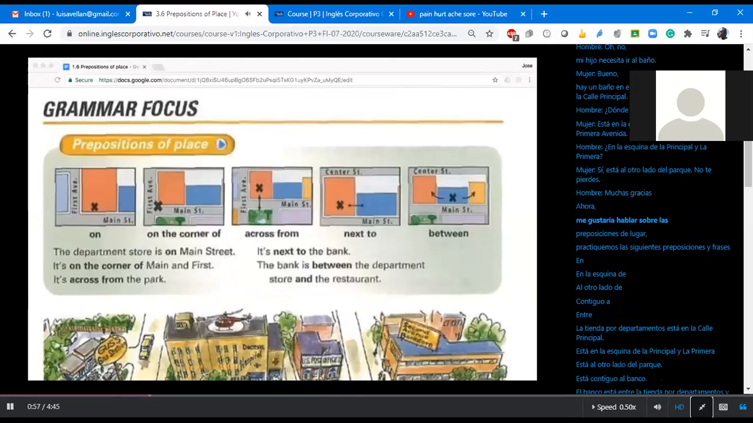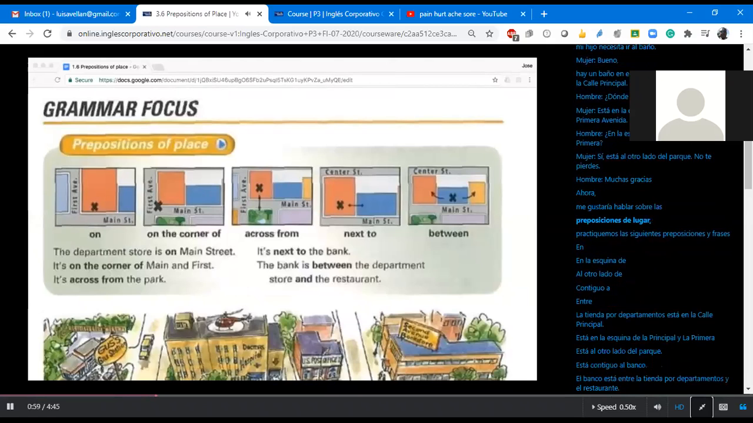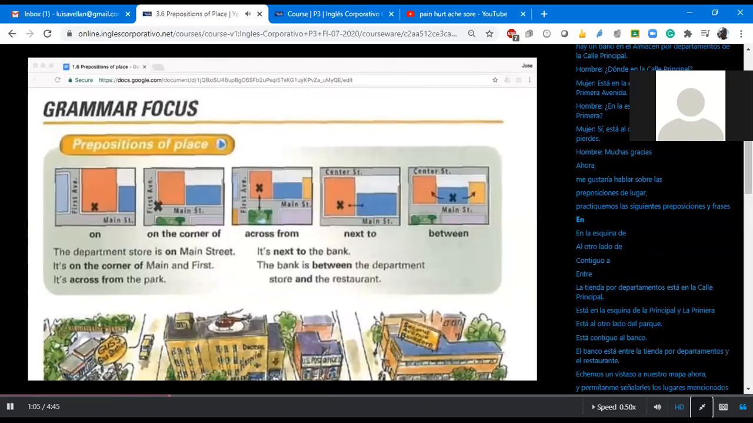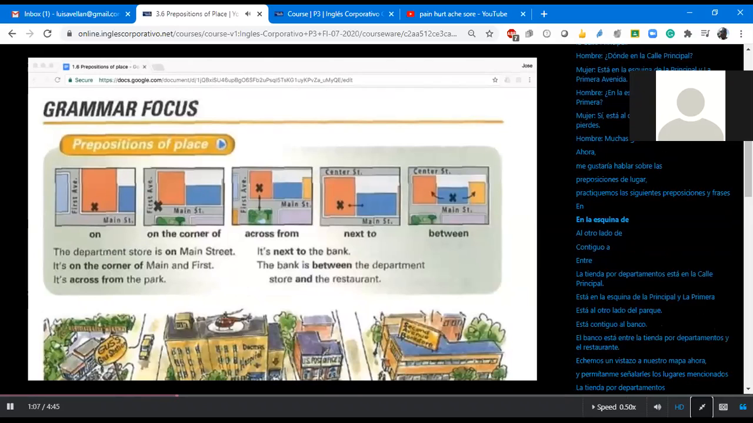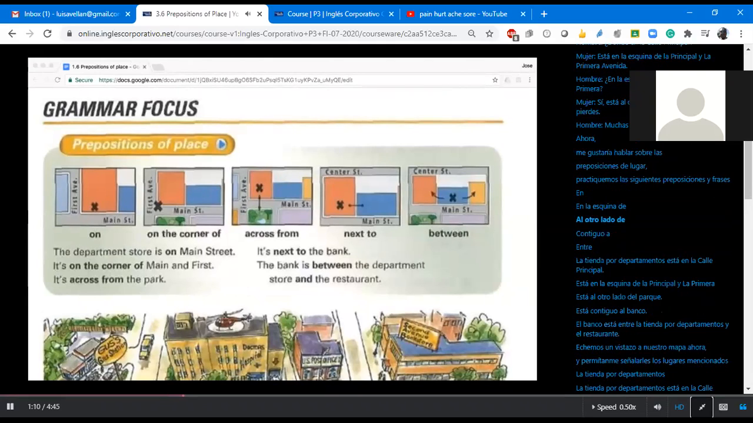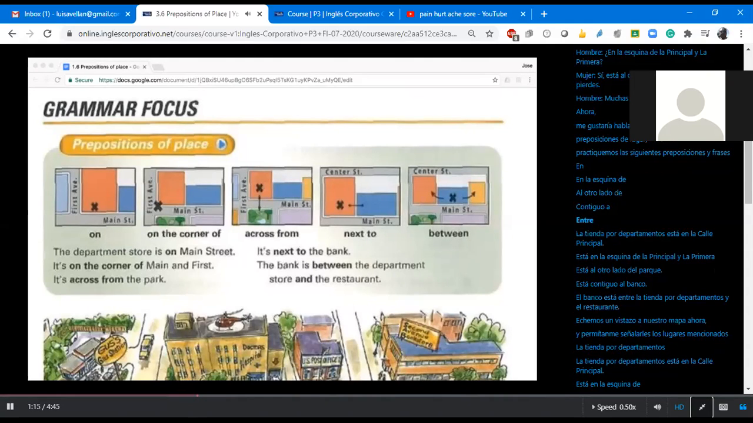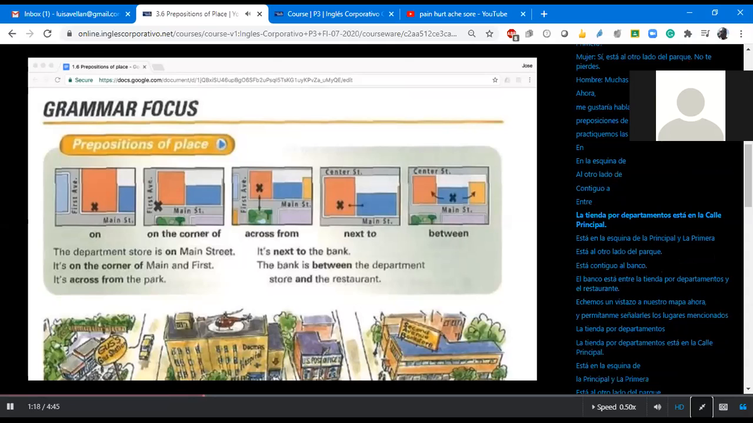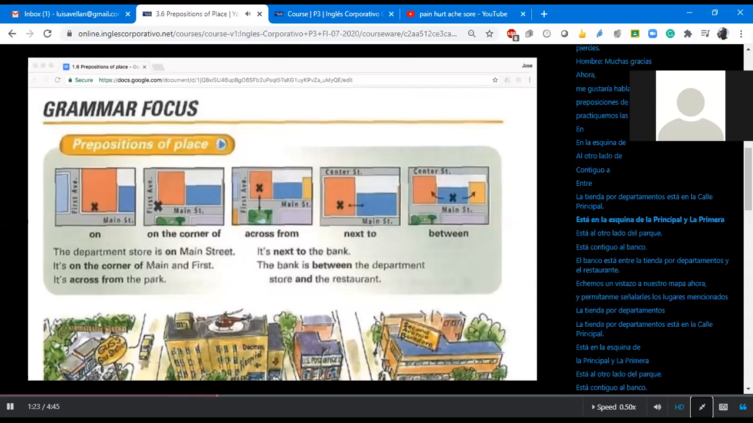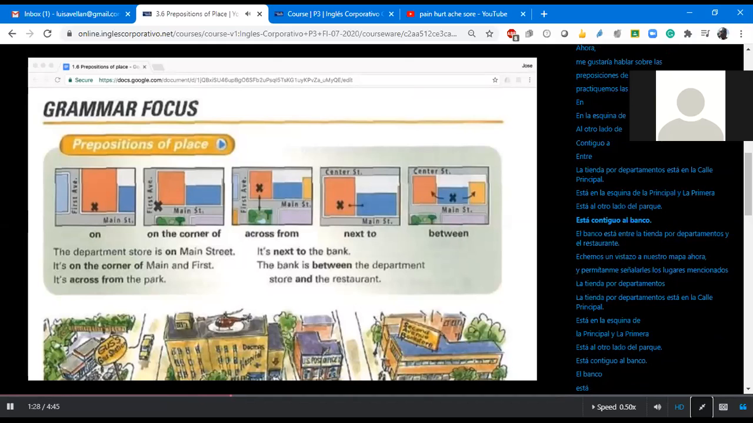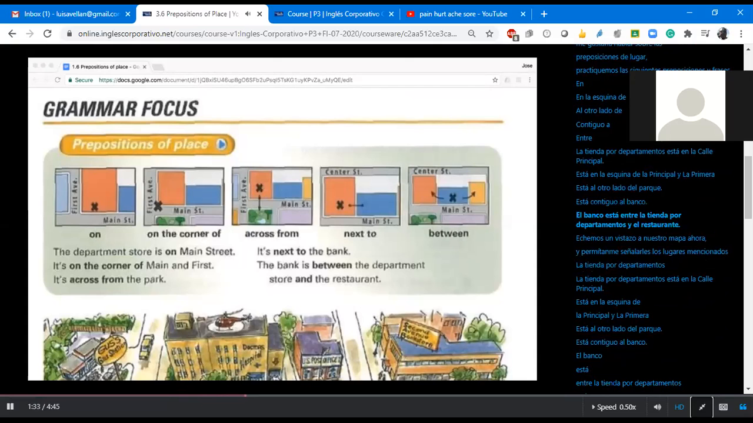Now, I would like to talk about prepositions of place. Let's practice the following prepositions and phrases. On the corner of, across from, next to, between. The department store is on Main Street. It's on the corner of Main and First. It's across from the park. It's next to the bank. The bank is between the department store and the restaurant.